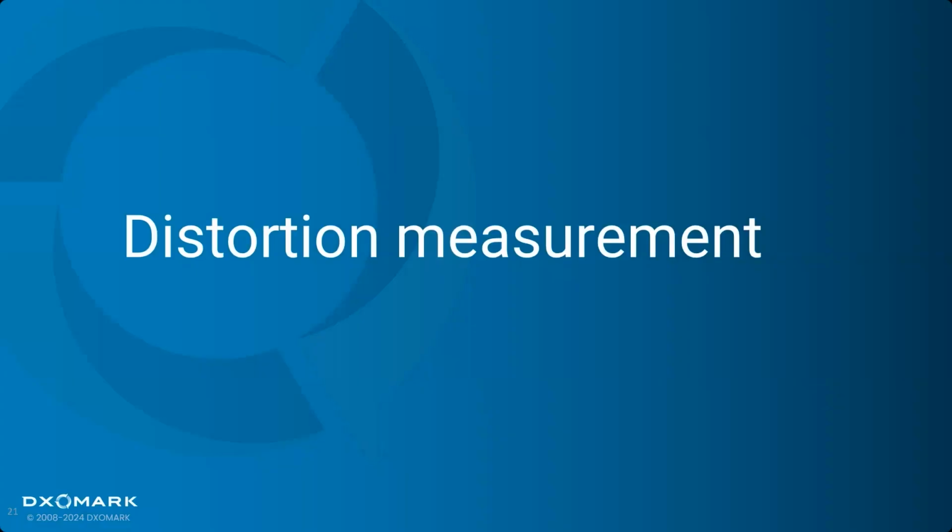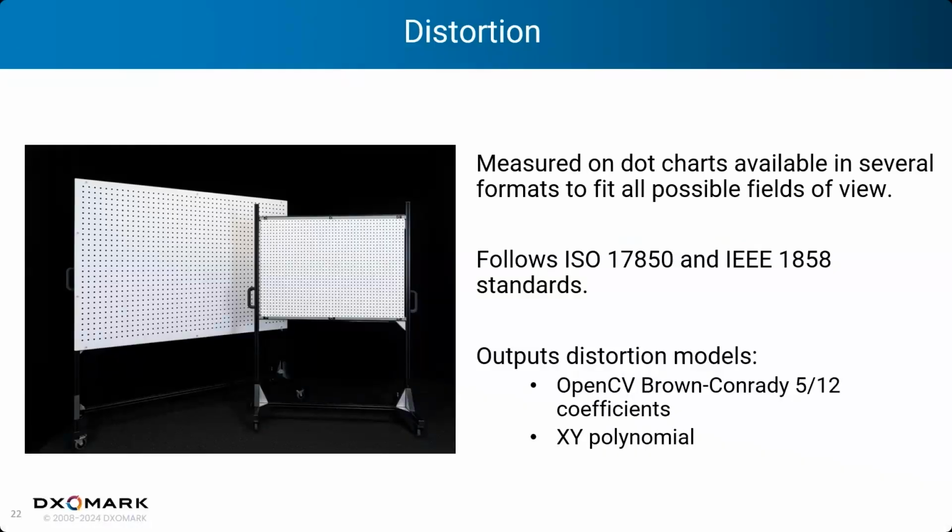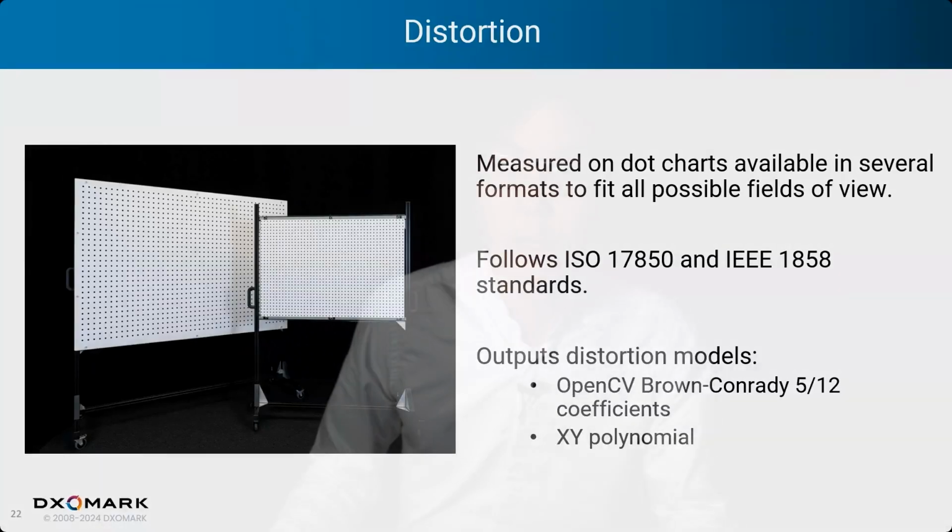So now we can start with the distortion measurements. Next slide. For the distortion, we will first start by explaining how we measure it. Here at DXOMARK, we do that using dot charts. In the image, you can see two that we have. And let me now just give you an example of real charts.